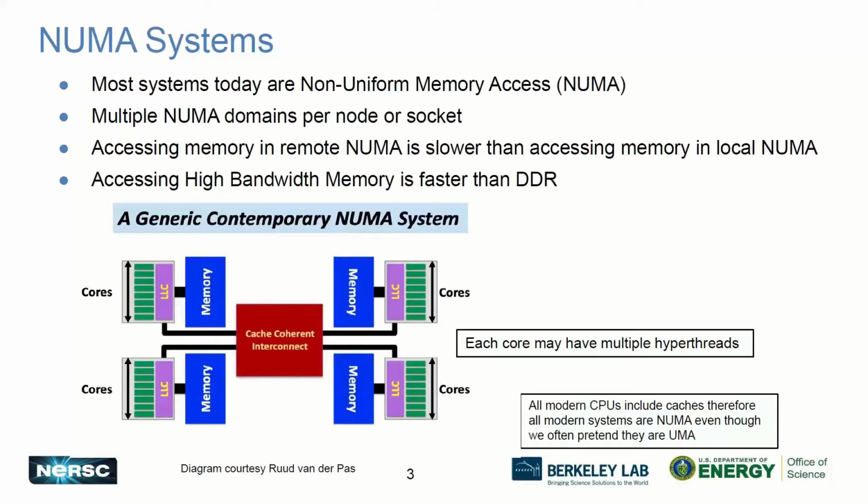And when it's packaged, you can see there's a diagram here, multiple cores. There could be multiple sockets, and each socket can have multiple NUMA domains. And within it, you have multiple cores, and sometimes each core has multiple hyperthreads.